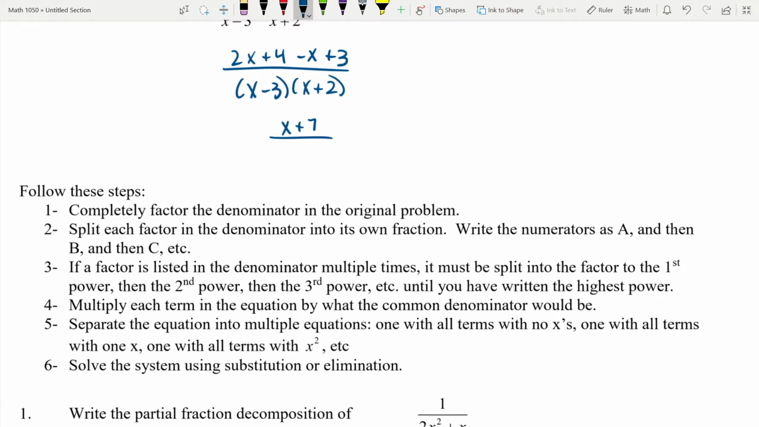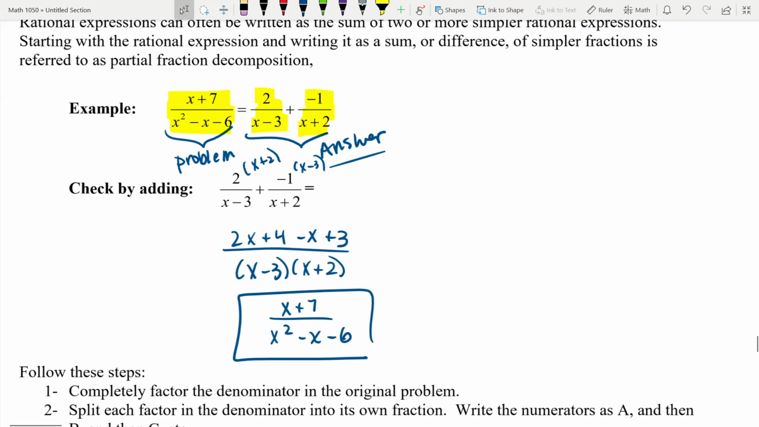On the bottom, if I multiply those together, guys, I get x to the second. Then I have a plus 2x and a minus 3x. That gives me a minus x minus 6. And what I get is exactly what's on the other side. So I just checked and it worked out, okay?